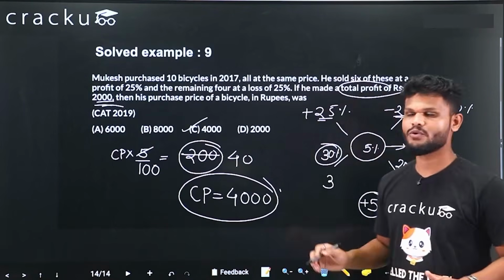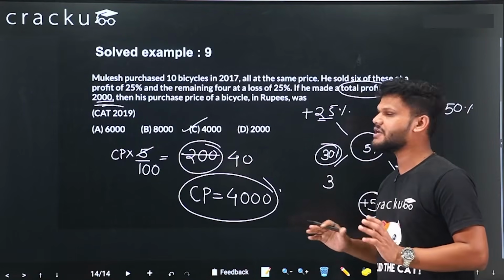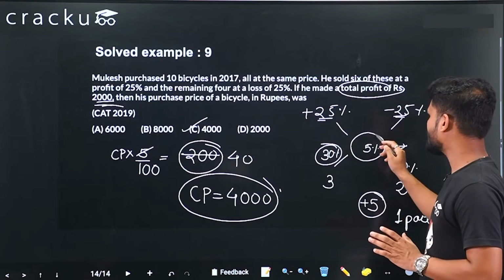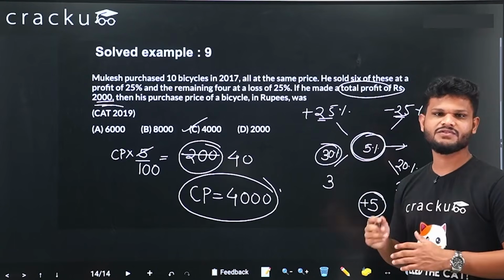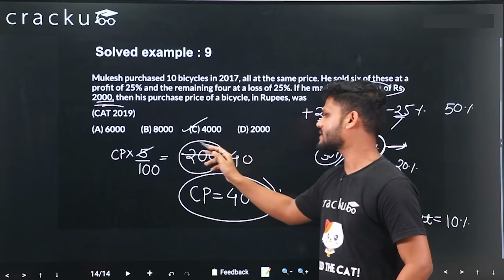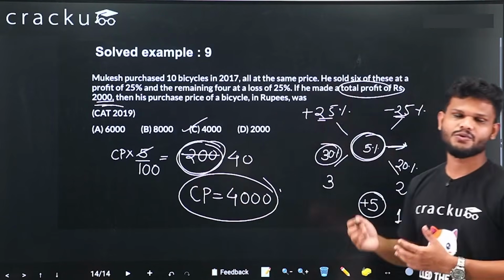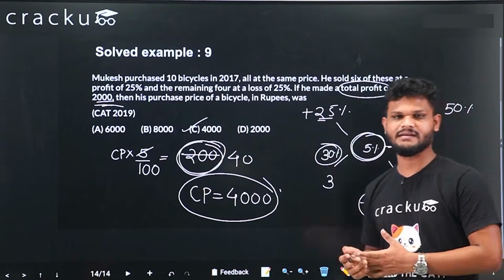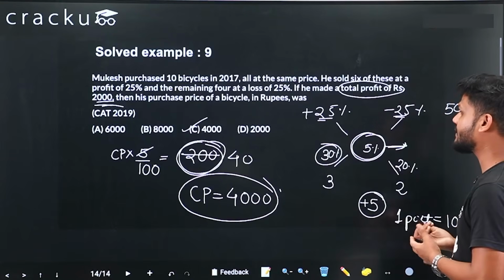Here you don't have to write the equation or anything. You can just use normal alligation concept, which will make it easier to find the combined profit. And you had given the per cycle profit is 200, so you can find the cost price of each bicycle. This is how you solve these questions.